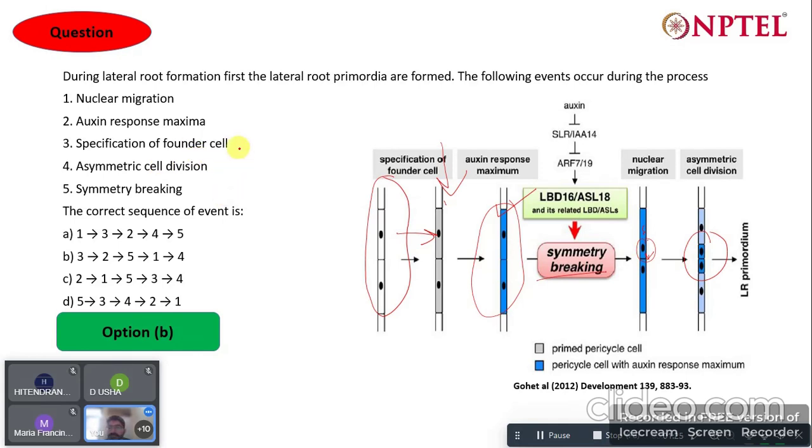So here the options: first we have the specification of the founder cells, this will be the first. Then second will be the auxin response maxima. Third, it will be symmetry breaking. Fourth is nuclear migration, and fifth is the asymmetric cell division. Okay, so this is how the lateral root development takes place. So any doubts in this? So if not, then we'll move on to the next question.